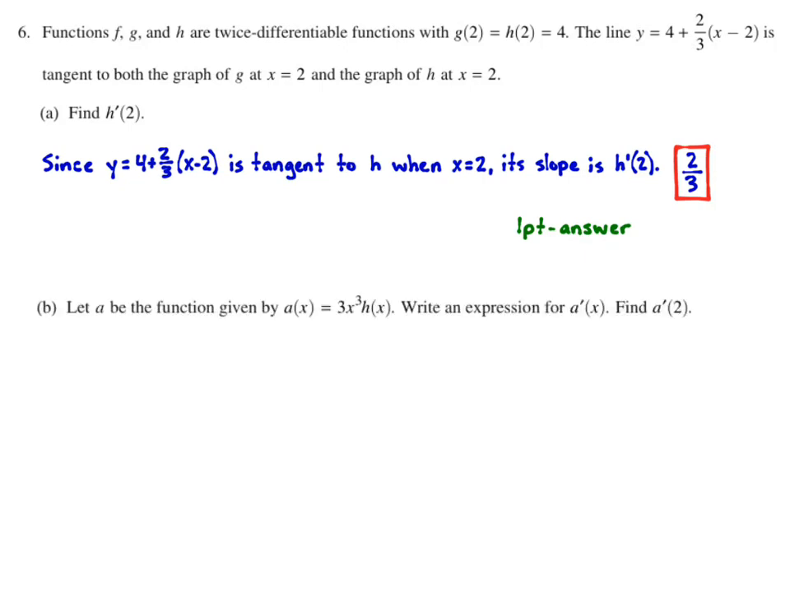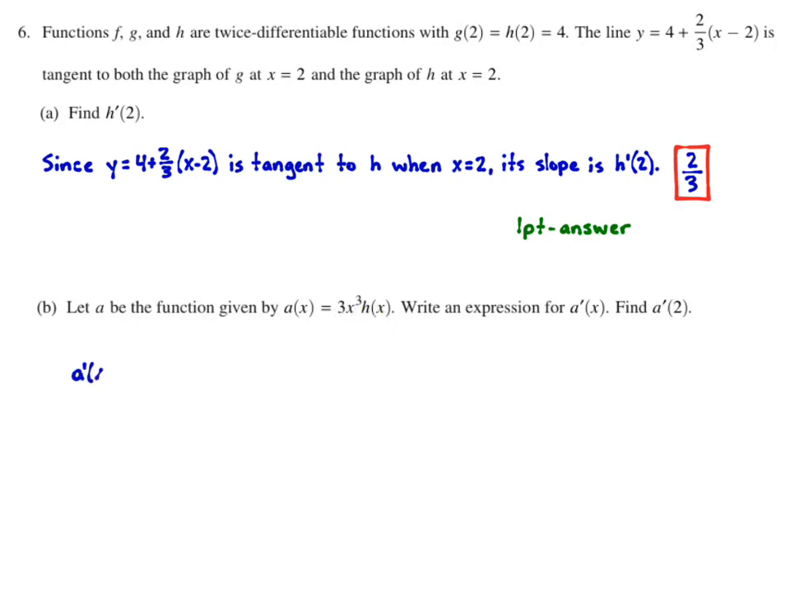It says let a be the function given by a of x equals 3x cubed times h of x. Write an expression for a prime, and then find a prime of 2. So here it's just testing our ability to take a derivative. So to take this derivative, I notice that there's a product here. So I need to take the derivative of the first thing times the second, plus the derivative of the second thing times the first.